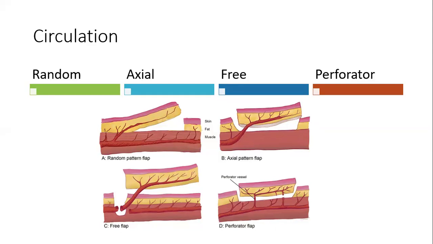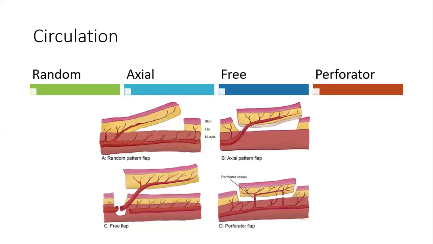Go ahead. Based on circulation, flaps are divided into random flaps. That is their random pattern of blood supply. So we rely on perfusion from the subdermal vascular plexus. There is very low blood supply, so for these flaps we shouldn't exceed a length to width ratio of 3:1.